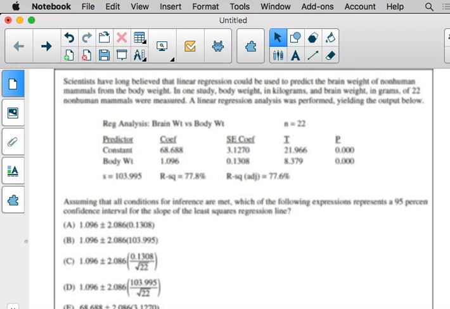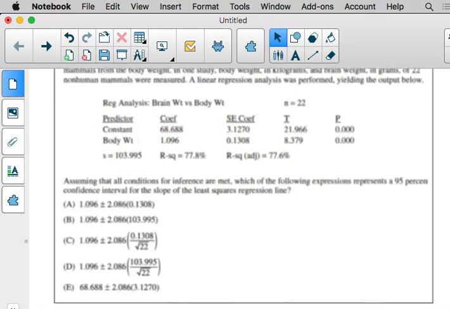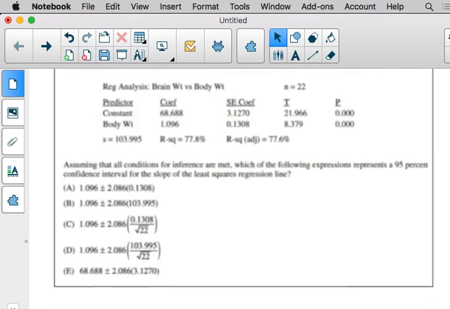Scientists have long believed that linear regression could be used to predict the brain weight of non-human mammals from the body weight. In one study, body weight in kilograms and brain weight in grams of 22 non-human mammals were measured. A linear regression analysis was performed, yielding the output below. And they want us to assume all conditions are met, so which of the following expressions represents a 95% confidence interval?